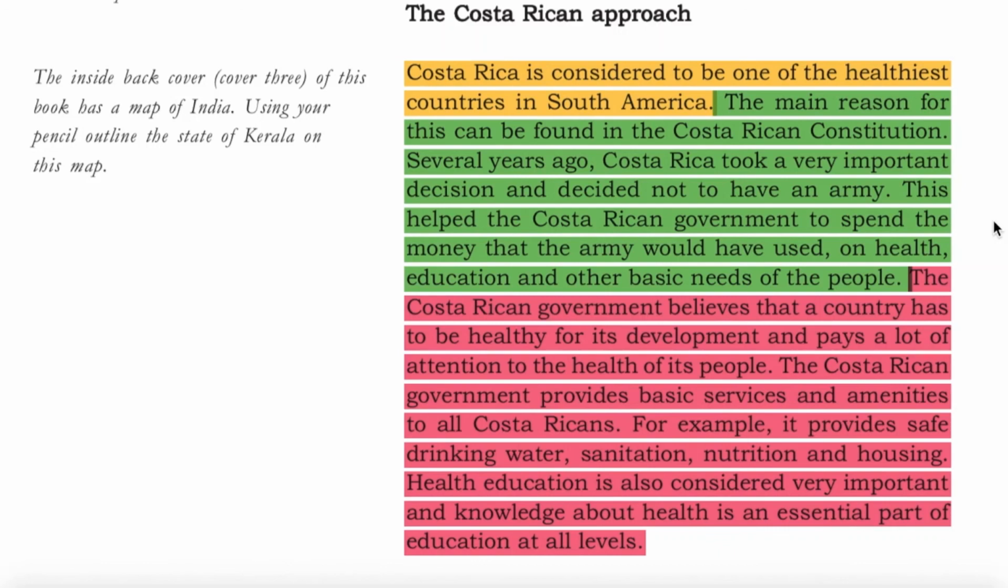The Costa Rican government believes that a country has to be healthy for its development and pays a lot of attention to the health of its people. The Costa Rican government provides basic services and amenities to all Costa Ricans. For example, it provides safe drinking water, sanitation, nutrition, and housing. Health education is also considered very important, and knowledge about health is an essential part of education at all levels.